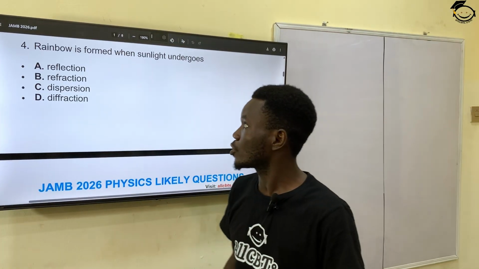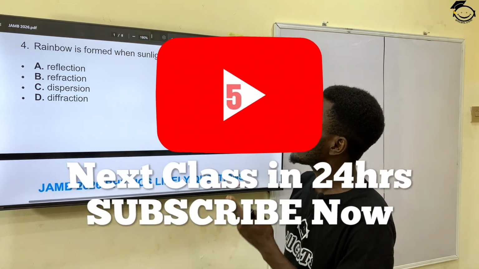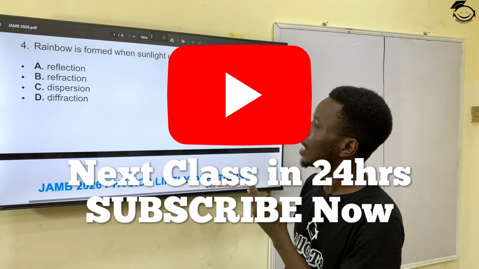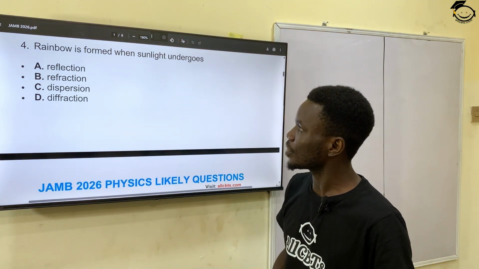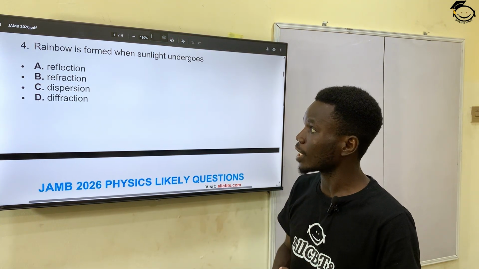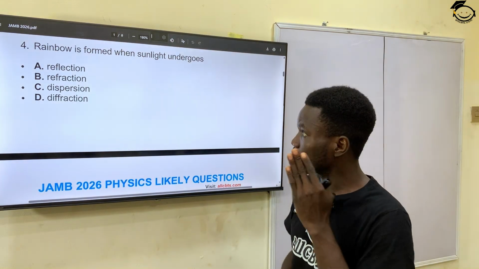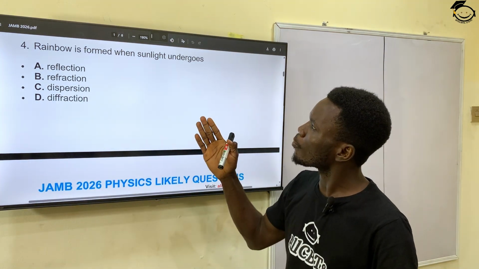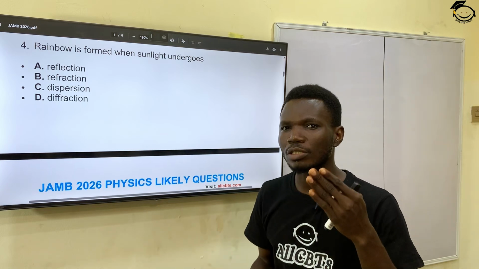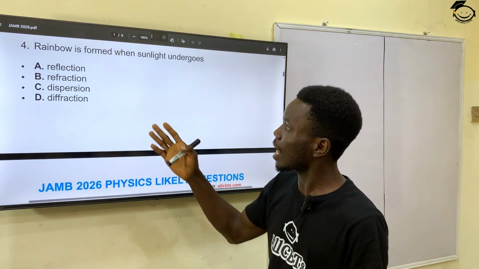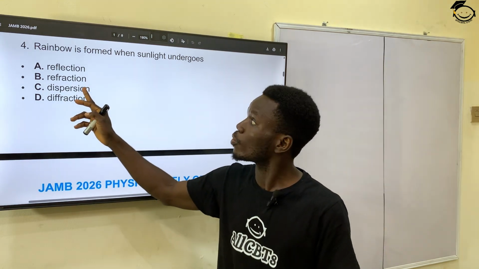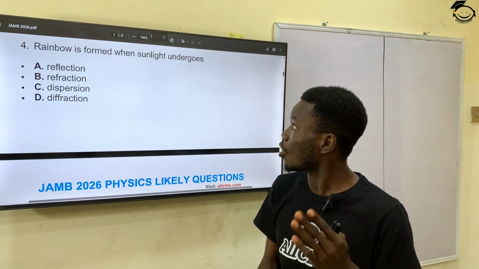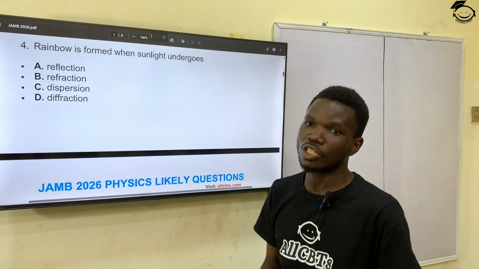Moving on to the next question, which is question number 4, it says, rainbow is formed when sunlight undergoes dash. Now, when light is incident on any surface, it's going to undergo reflection, refraction, diffraction, and dispersion. But in this case, when rainbow is formed, it means you're having many colors of light, and that is happening when there's a dispersion of light. So that is option C. So rainbow is formed when there's a dispersion of sunlight, which is option C.